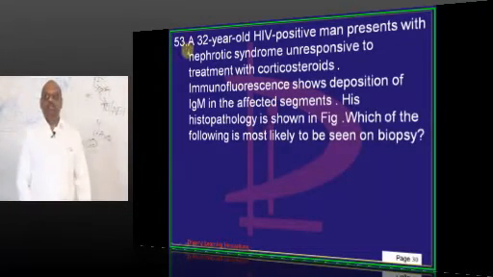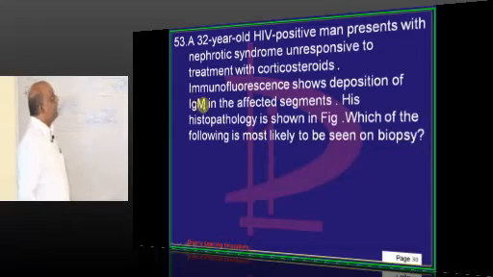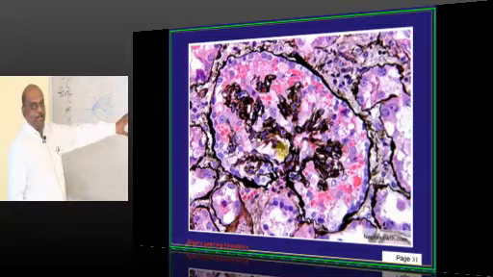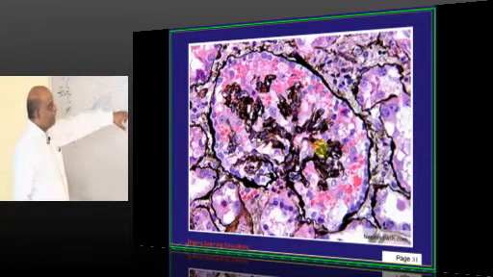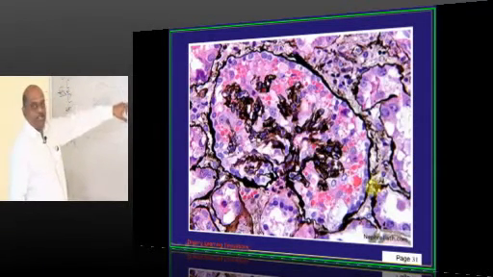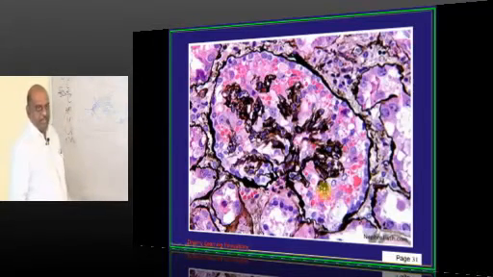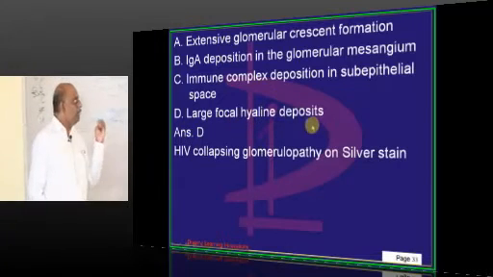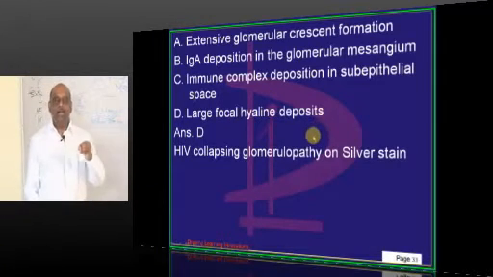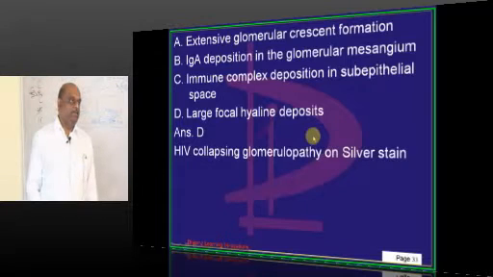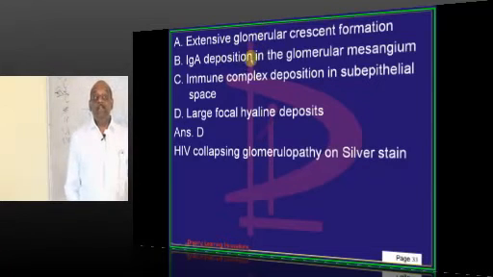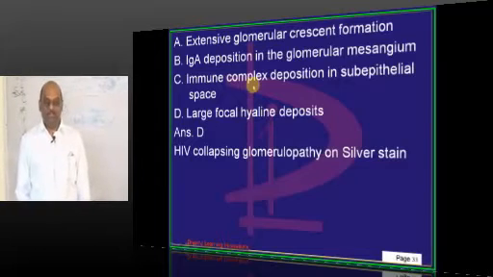HIV positive presents with nephrotic syndrome. Immunofluorescence is showing IgM in all the affected segments. A reticular staining is showing the presence of scarry areas, which are suggestive of focal segmental sclerosis. So what do you expect if you happen to do the renal biopsy? Large focal hyaline deposits are the hallmark of the HIV nephropathy. What type of nephropathy? It is called collapsing glomerulopathy. It is a variant of focal segmental glomerulosclerosis, which is found in the HIV positive individuals.